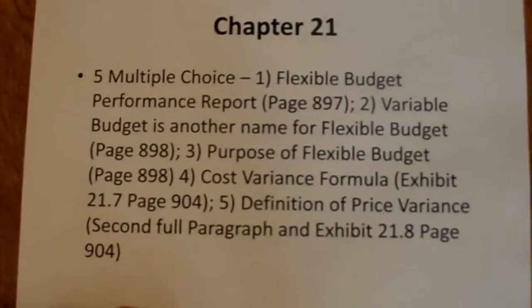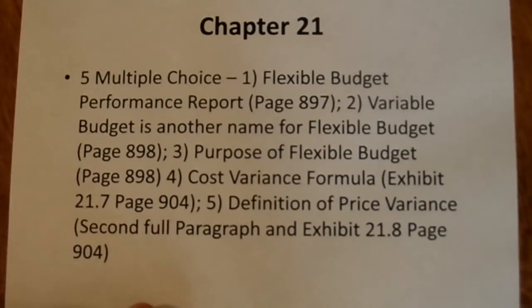There are 5 multiple choice questions out of chapter 21. One is a flexible budget performance report, and reading things off of it, very similar to what's discussed on page 897. There's a question that quite simply you need to know that a variable budget is another name for a flexible budget. That's discussed on page 898.